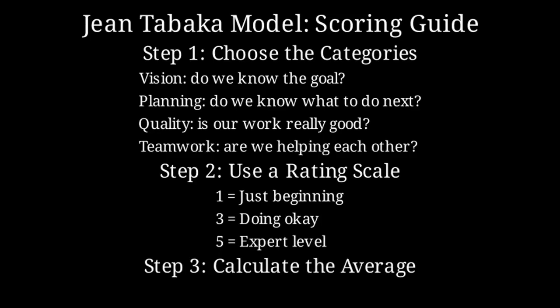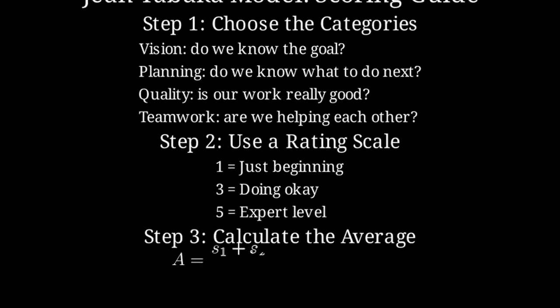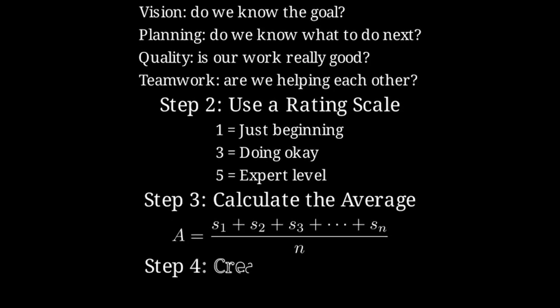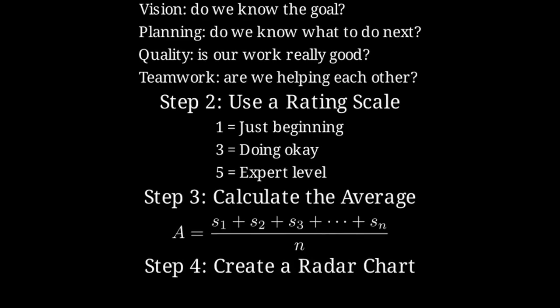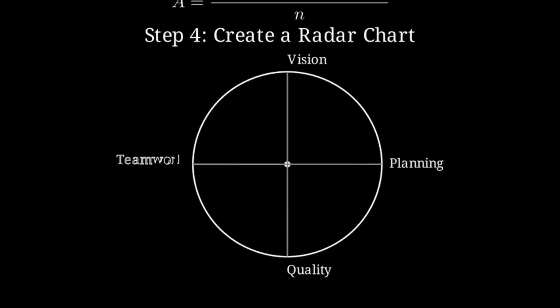Step 3 is to calculate the average. Add all the scores and divide by the number of people. This is the average score formula. Step 4 is to create a visual map. We use a radar chart, also called a spider chart. Each line represents a category. The farther from the center, the higher the score.